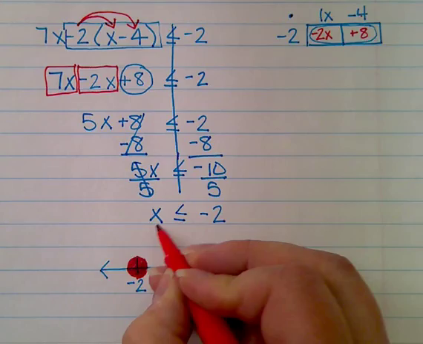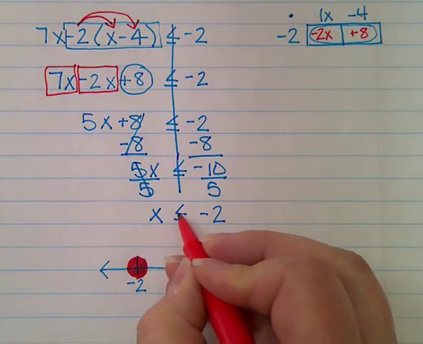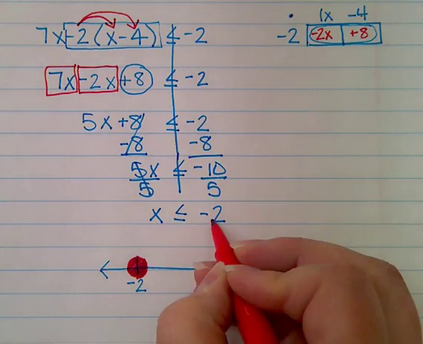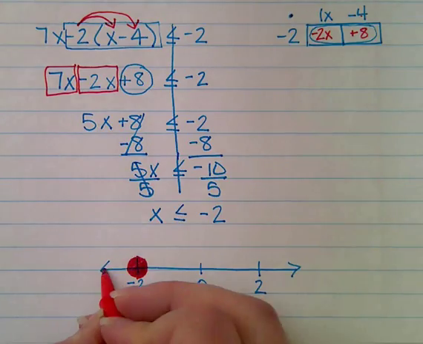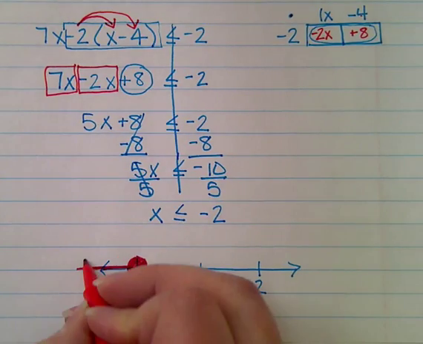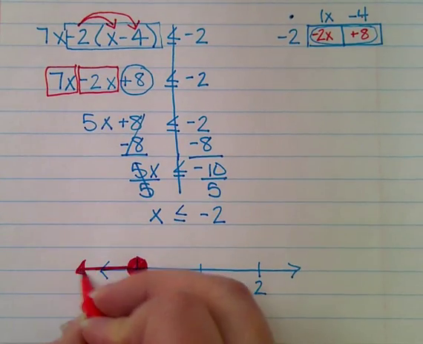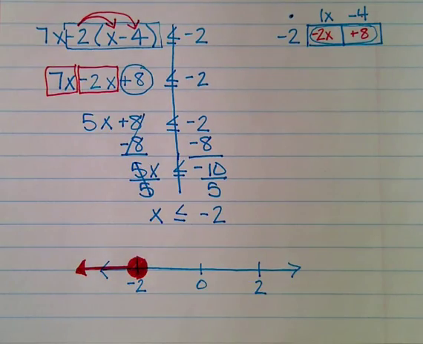And I'm looking for all my x values that are less than or equal to -2. L for less than, L for left. I'm going to shade to the left. And there's what that looks like on the number line.